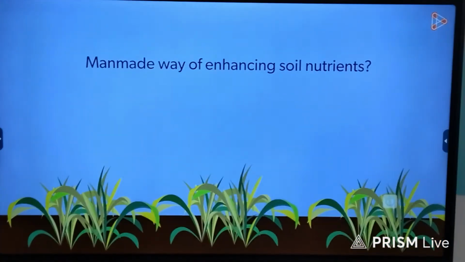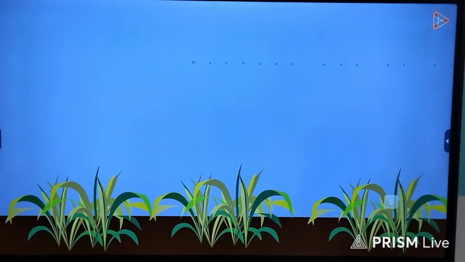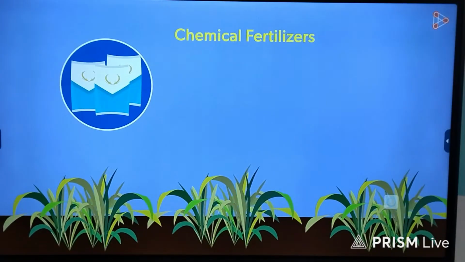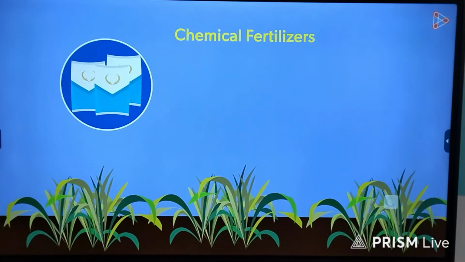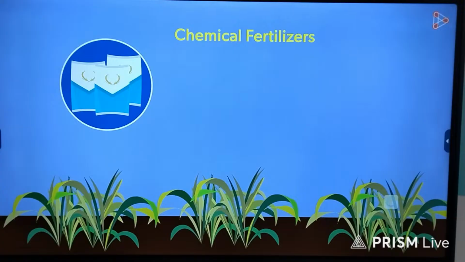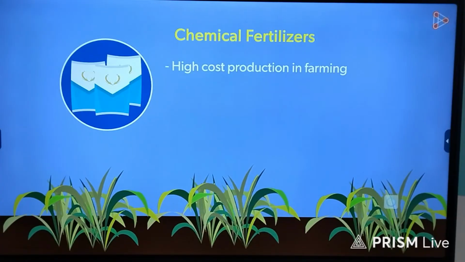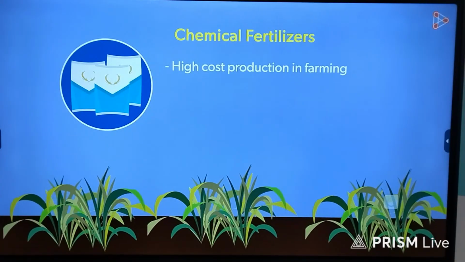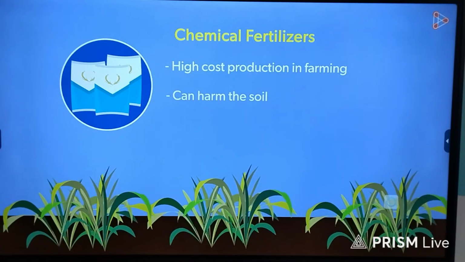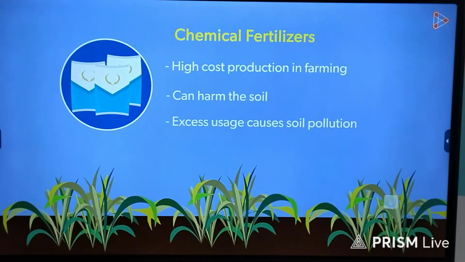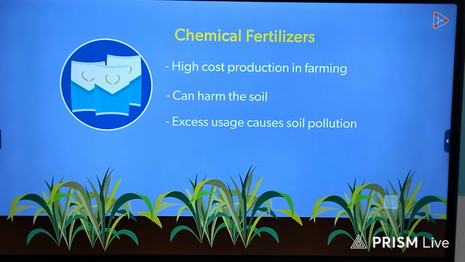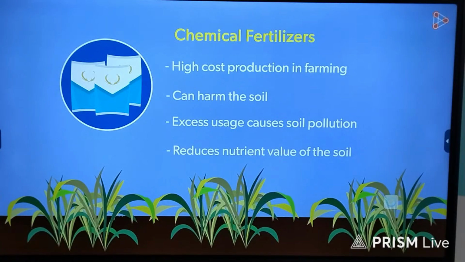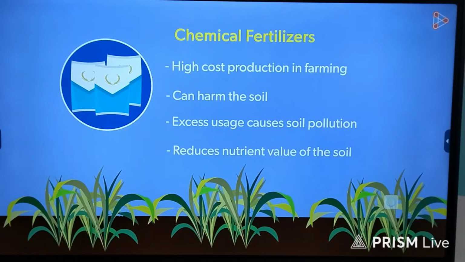What about the man-made way of enhancing soil nutrients? Can chemicals be added to the soil? Yes, chemicals in the form of fertilizers can be added into the soil to enhance the nutrient value. These chemicals, however, come under the high cost production in farming. Apart from being expensive, they can also harm the soil. Excess usage causes soil pollution. Prolonged usage leads to the killing of microorganisms in the soil, thus reducing its natural nutrient value.